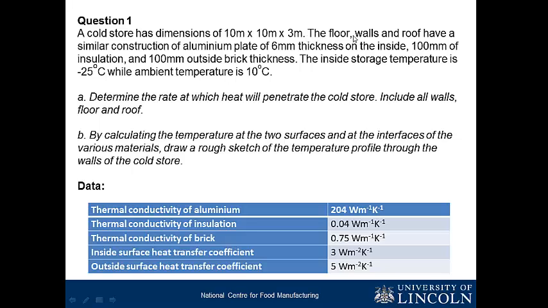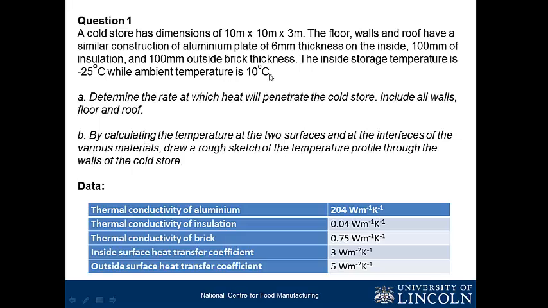Then the floor, the walls and roof have a similar construction of aluminium plate. We're given the thickness of the aluminium on the inside, then 100 millimeter of insulation, and then 100 millimeter outside brick thickness. The inside storage temperature is given to us as -25 degrees Celsius, while the ambient temperature is given to us as 10 degrees Celsius.